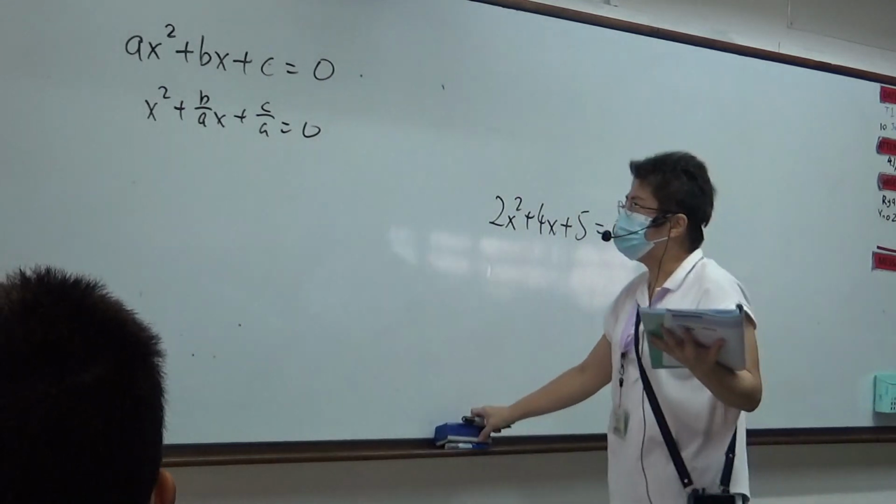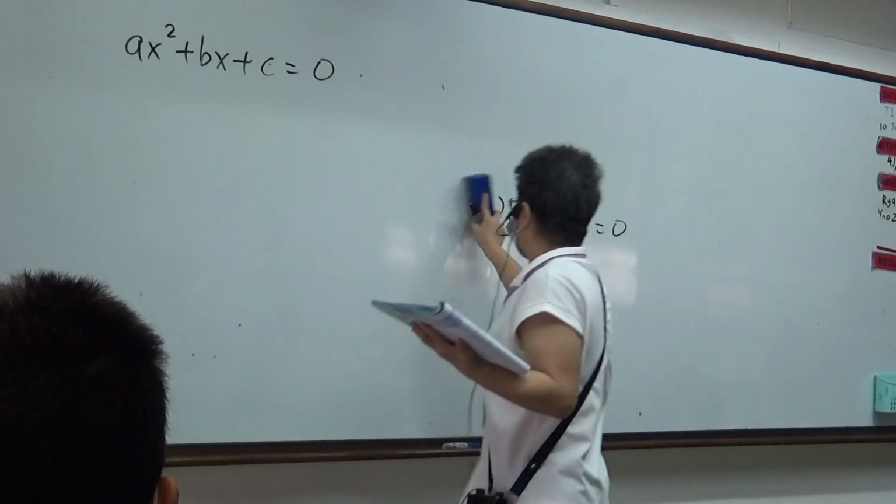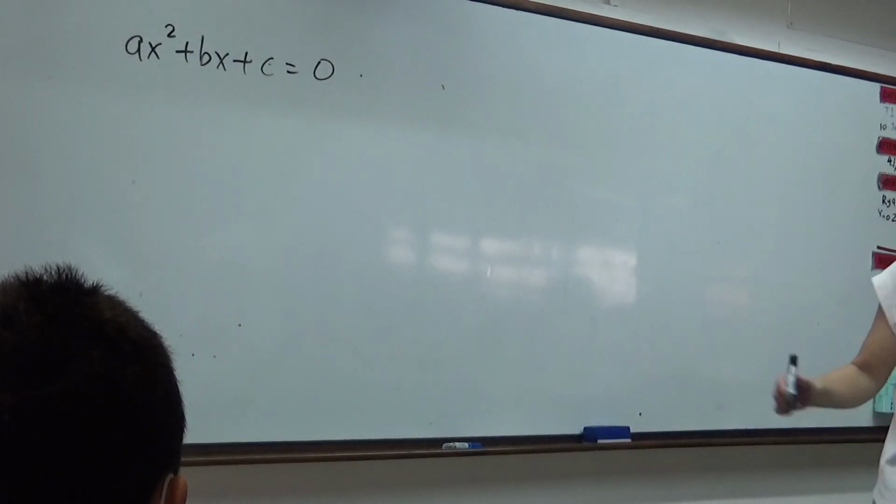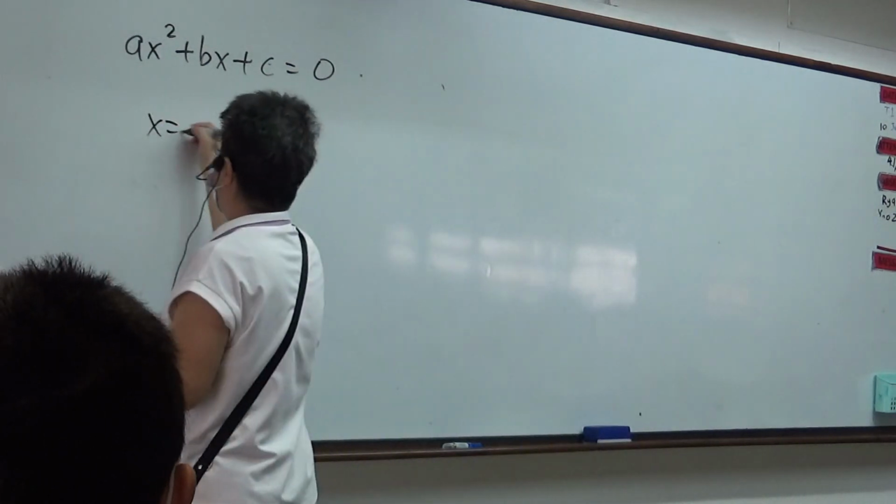Alright, now. Okay, so I'm not going to dwell upon this. Okay? You read through the right side. It's telling you how to solve. Okay? Now, x will be minus b.